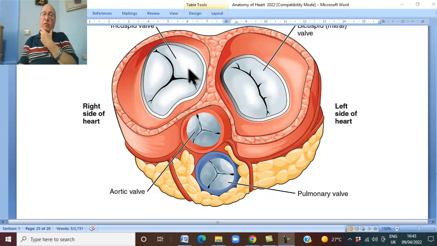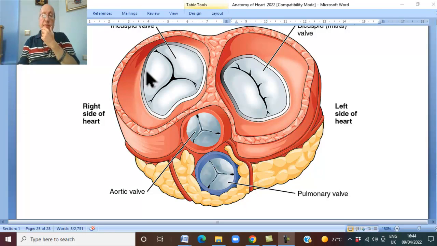What are the cusps of all these valves? All cusps of any valve in the heart are actually a fold of endocardium containing a thin layer of fibrous tissue. And all cusps of the heart are non-vascular except the peripheral 2 or 3 millimeters.